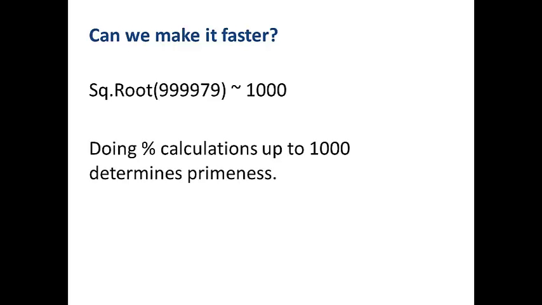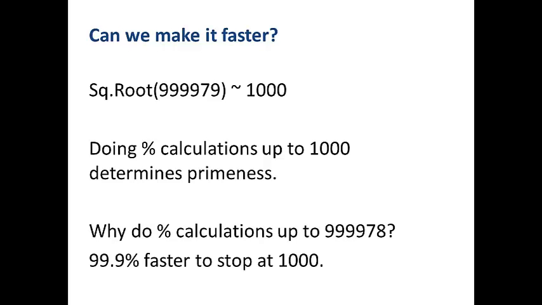Doing mod calculations for up to 1,000 alone is sufficient to determine primeness of this number. But if we continue doing calculations all the way up until n minus 1, 999,978, we could have stopped at 1,000, and we've done 1,000 times more calculations than we need to. So we can make our program way faster for large numbers by simply stopping when we reach the square root of the number.